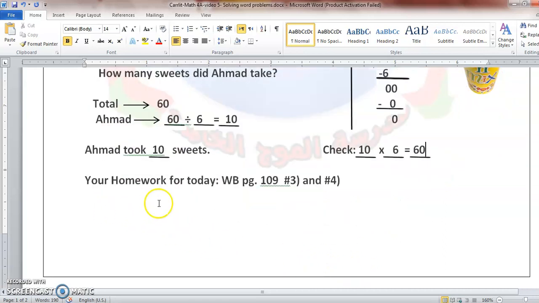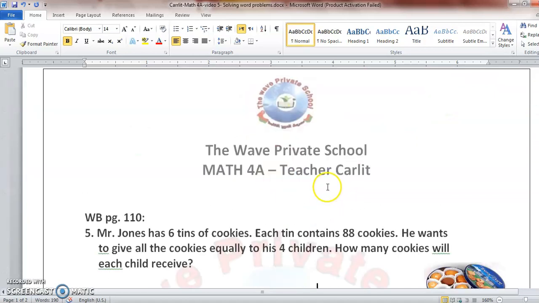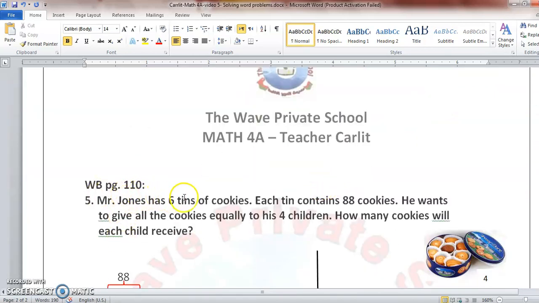Now, your homework for today is workbook page 109 and answer number 3 and 4. You're going to continue that. Okay, let's proceed to workbook page 110.